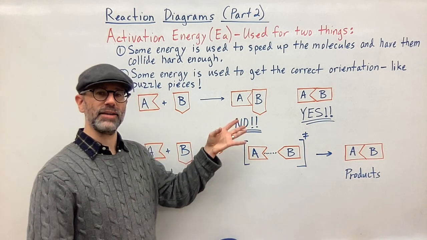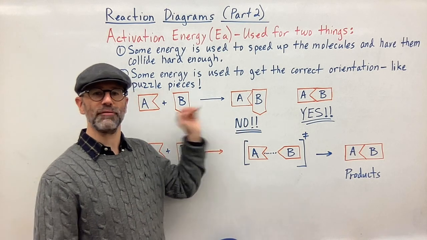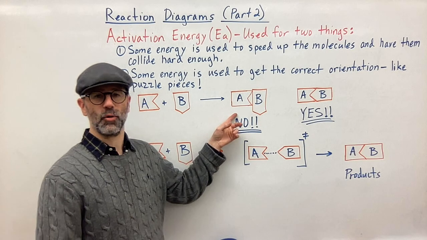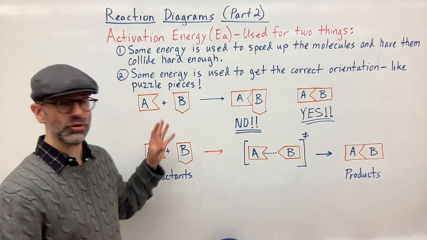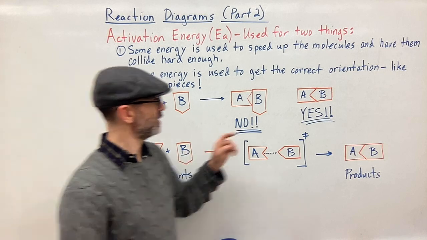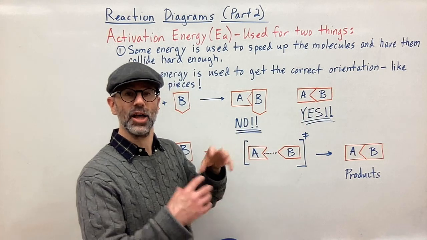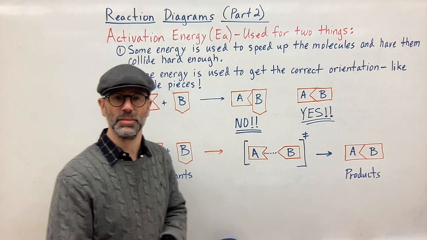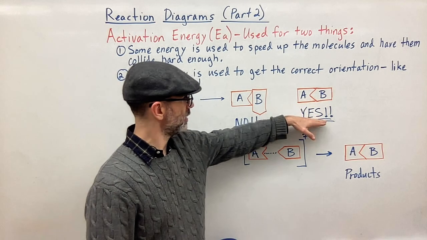These could hit as hard as possible. They can have enough energy to collide and make a reaction, but because they're not oriented correctly, nothing's going to happen, right? So not only do you have to have them collide with enough energy, but they have to collide in the right orientation, so that the proper bonds that need to be broken are broken and the bonds that need to be formed are formed. So here is the right orientation.